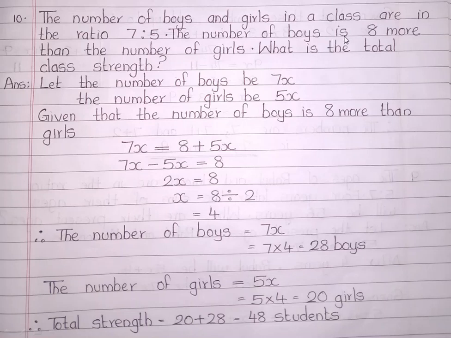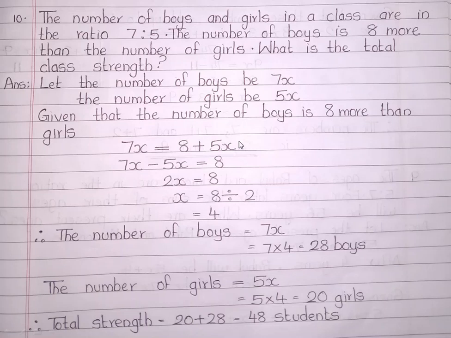Number of boys is. So what is the number of boys you have taken? 7x. Is. What is is? Is equal to 8 more than. 8 more than means 8 plus the number of girls. The number of girls you have taken as 5x. Number of boys is 8 more than the number of girls.